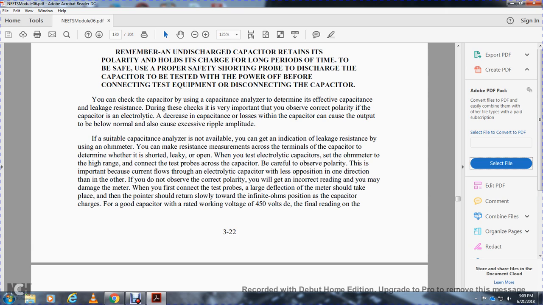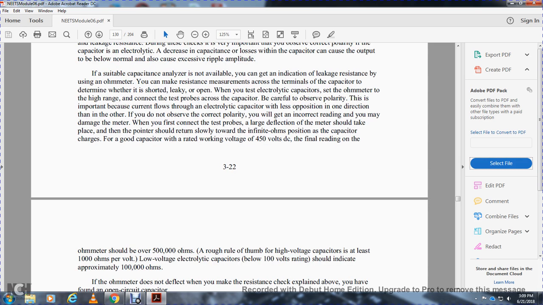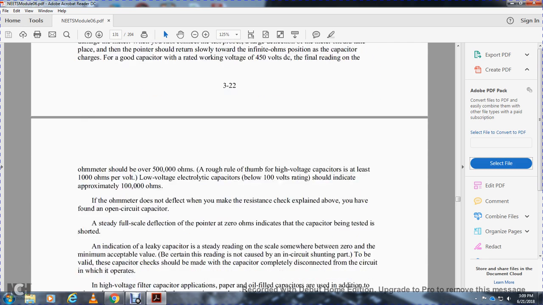When you first connect the test probes, a large deflection of the meter should be seen. The pointer should then return slowly toward the infinite position for a good capacitor rated at a working voltage of 450 volts DC. The final reading on the ohmmeter should be 500,000 ohms or more. A low-voltage electrolytic capacitor should indicate approximately 10,000 ohms.